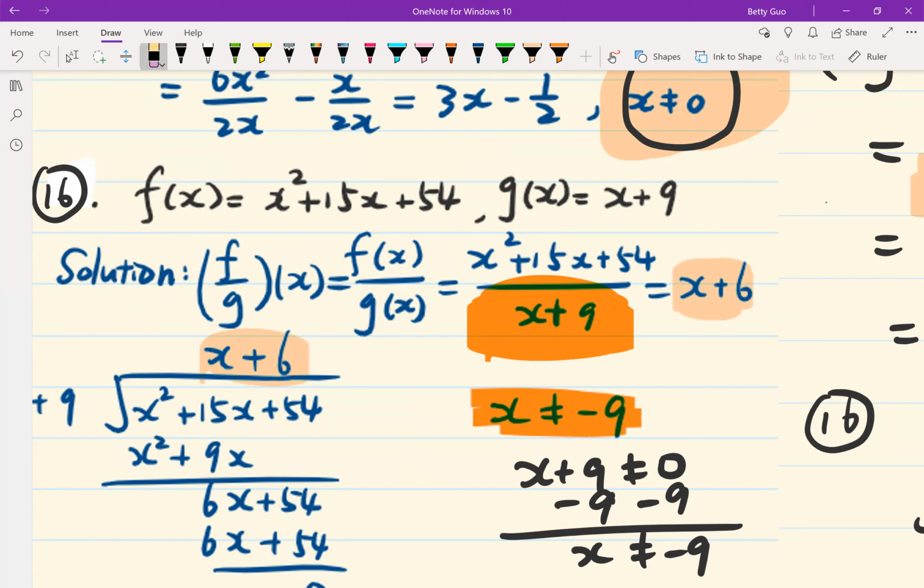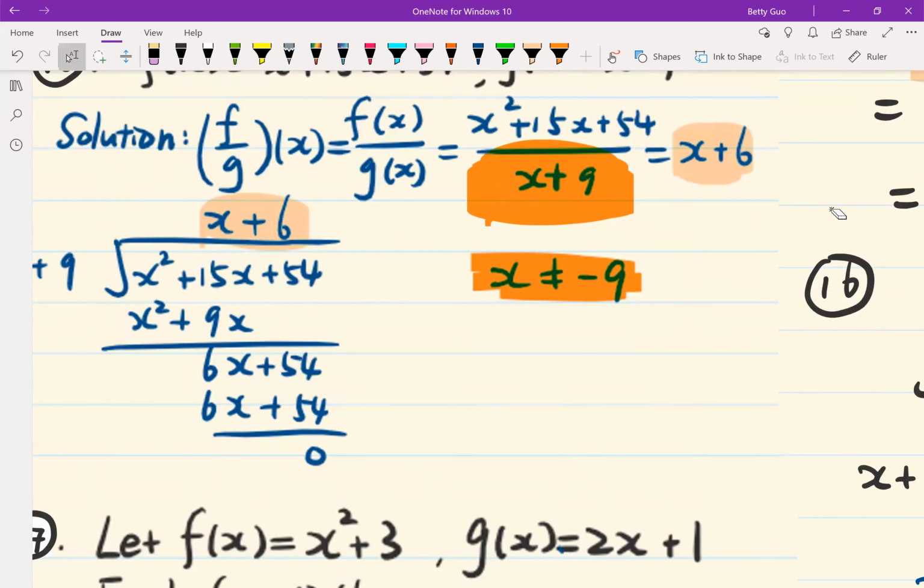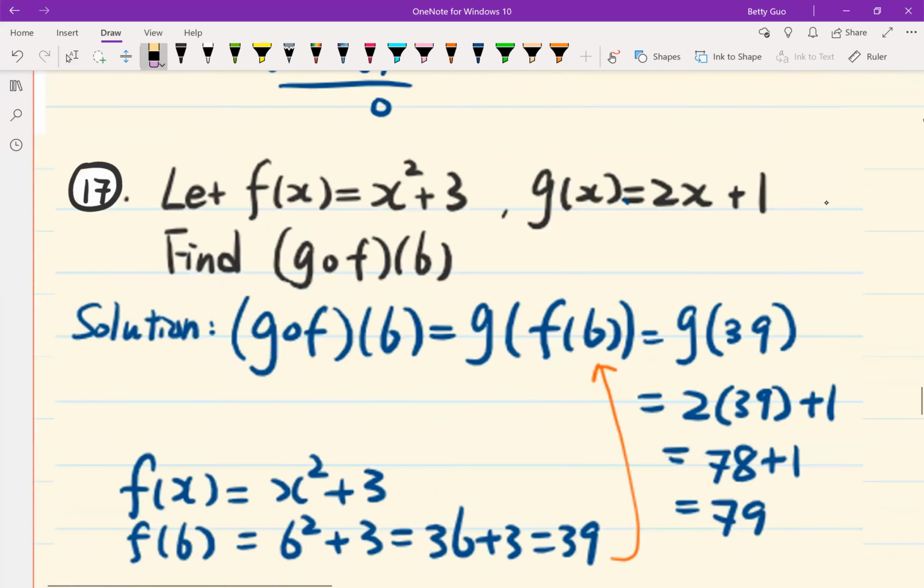So for x, you have to be able to identify the excluded value. X cannot be negative 9. The final answer would be x plus 6, that's the quotient, and x not equal to negative 9. You're going to look for the answer choice which is the same as this. Number 17.